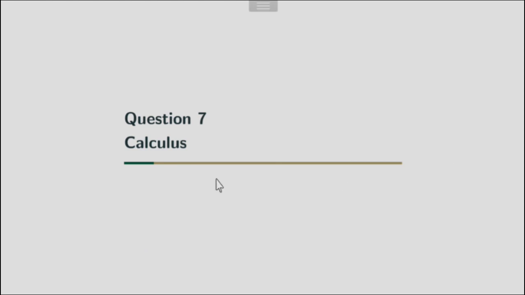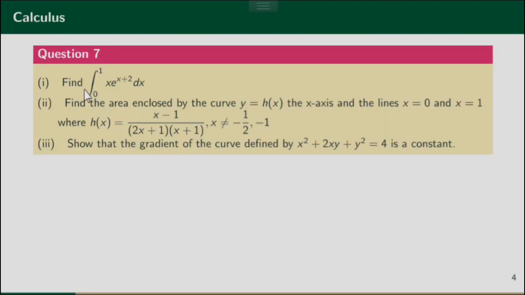Let's move on to question 7, which is a question on calculus. The first question is, let's find the integral from 0 to 1 of x e raised to the power x plus 2 with respect to x. The second question, we are asked to find the area enclosed by the curve y is equal to h of x, the x-axis and the lines x equals 0 and x equals 1, where h of x is equal to this function. And the third part of the question is, show that the gradient of the curve defined by x squared plus 2xy plus y squared is equal to 4 is a constant.